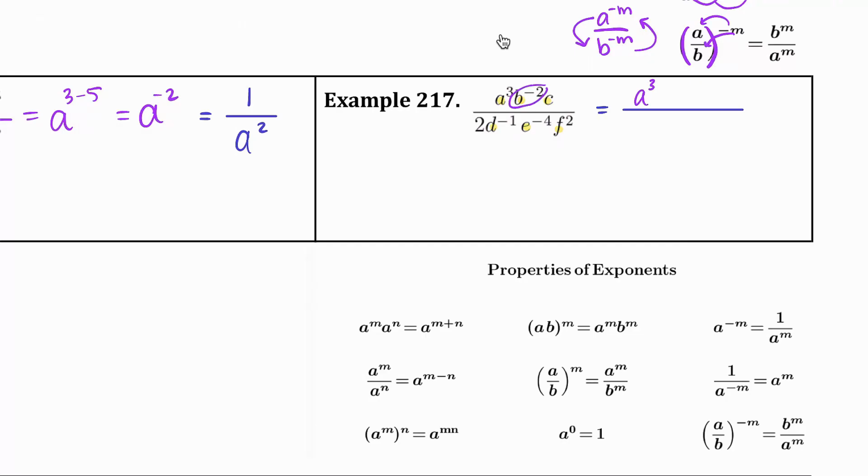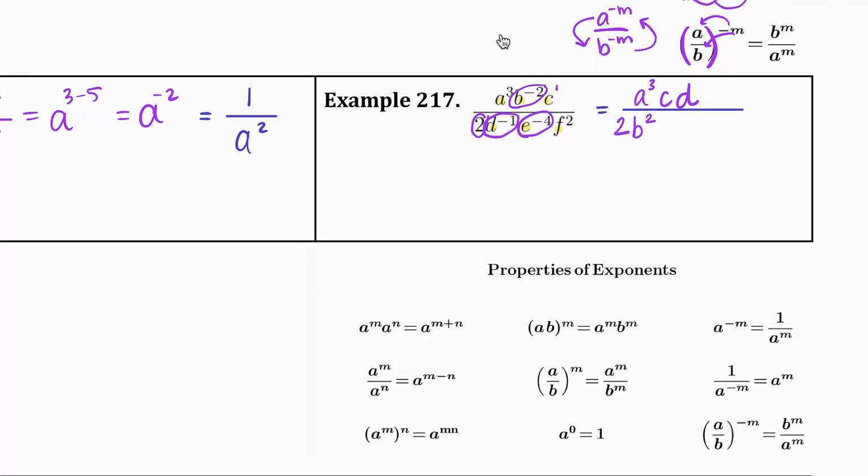Our b to the negative second power, we're going to move that to the denominator. It becomes a positive second power. We have a c to the positive first. That can stay up top. The 2 doesn't have a negative exponent, so we're going to leave that on the bottom. D to the negative 1, we want to move that to the top. It becomes d to the positive 1, or you can just put d.